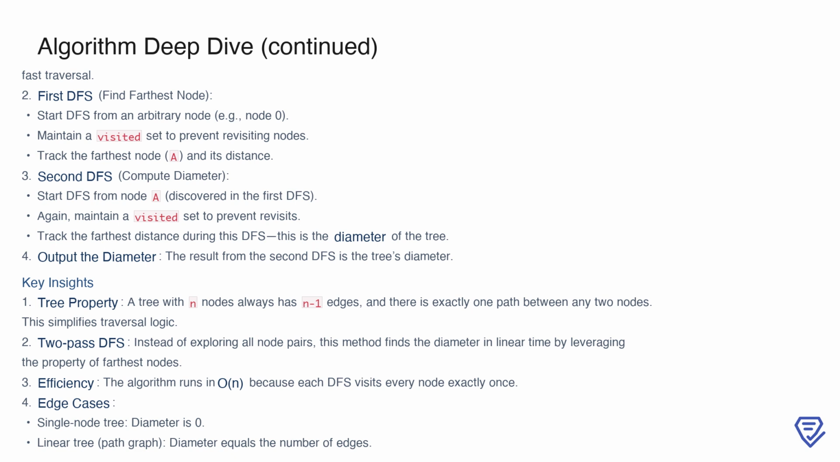This two-pass DFS approach is both efficient and elegant, taking advantage of the fact that we only need to explore each node twice. With this method, we avoid the inefficiency of a brute force approach, which would require computing distances between all pairs of nodes. By focusing on tree properties like the uniqueness of paths and the relationship between farthest nodes, we reduce the problem to a linear time complexity.